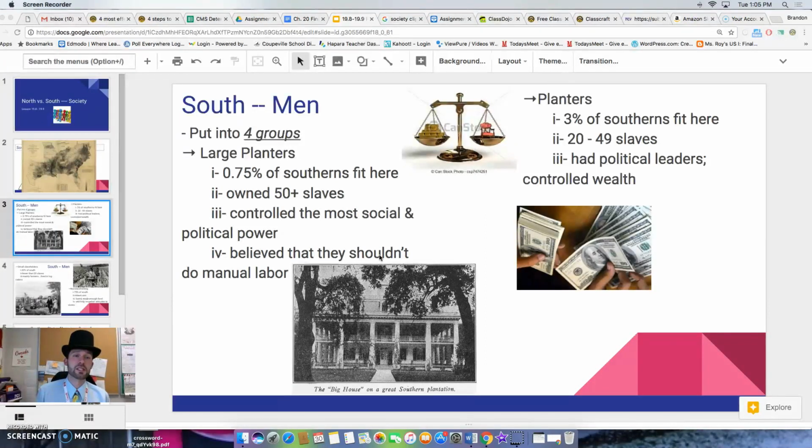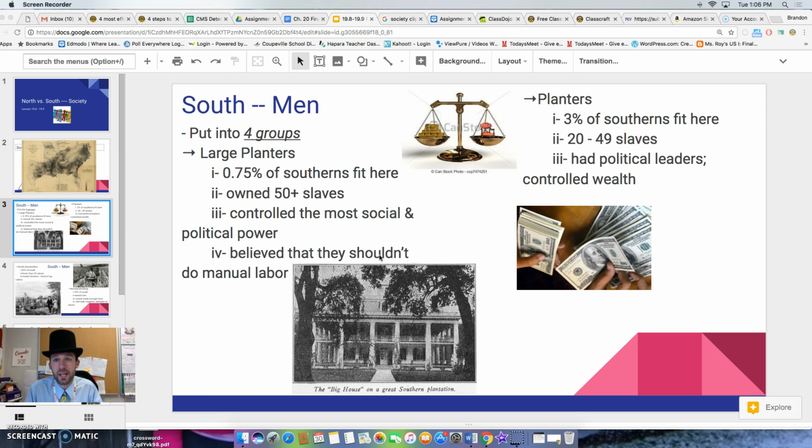However, there weren't a lot of us. There was only 0.75% of large planters in all of the Southern States. In 1860, there were only 11,000 of us. So not a lot of us owned that much land. Us rich men like that, we owned 50 or more slaves. More than 25% of all the slaves lived in our big plantations, because we need a lot of slaves to work that much land, Mr.